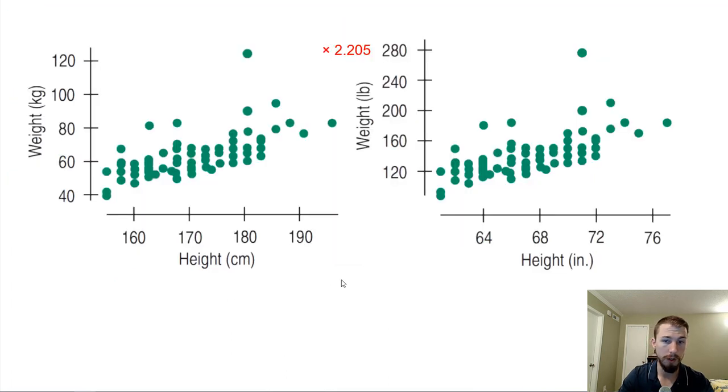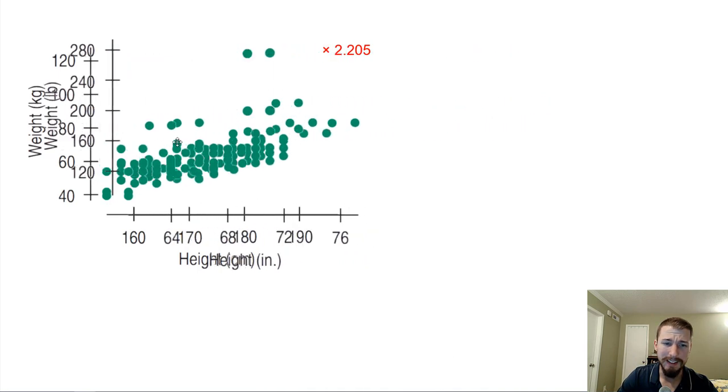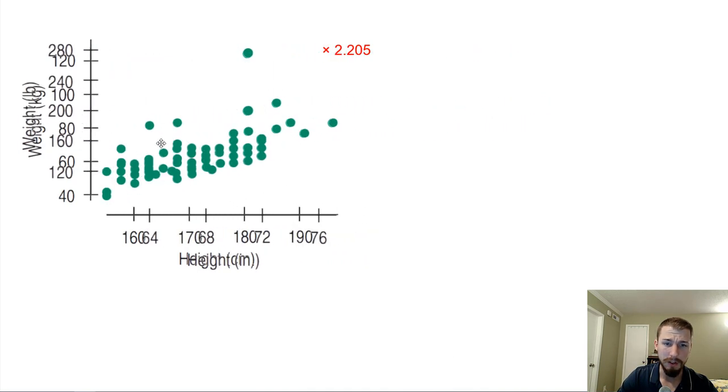It's really important. So here we have 2 different scatter plots for the heights and the weights of these 100 American men. This one is done in centimeters and kilos. And over here we do it in inches and in pounds. And if you look, it's the exact same distribution, the exact same scatter plot.